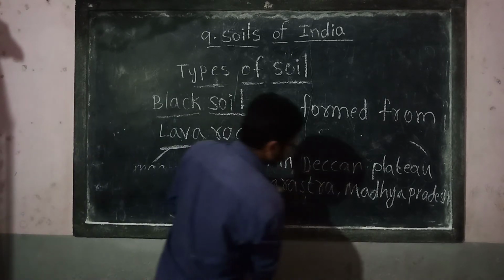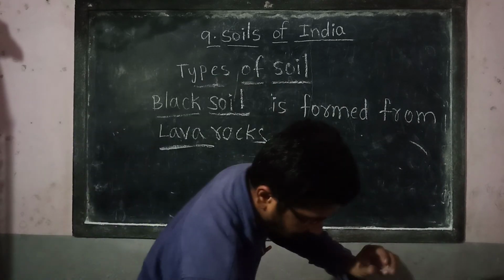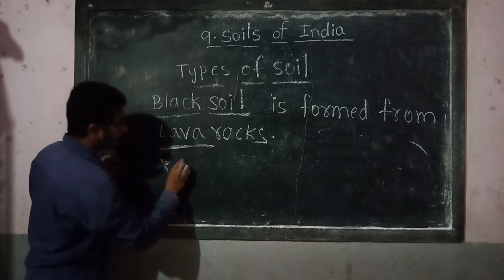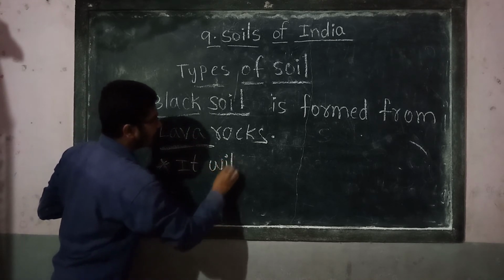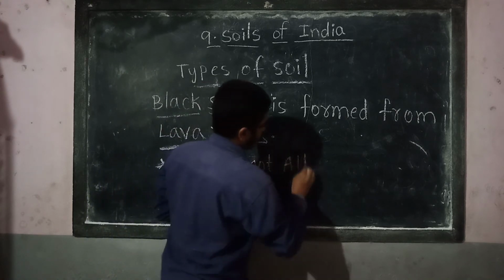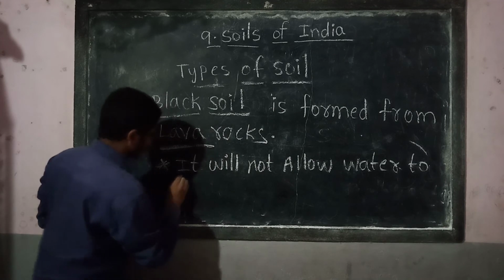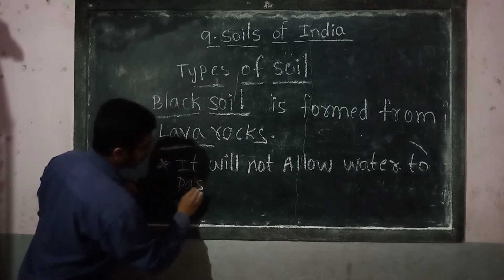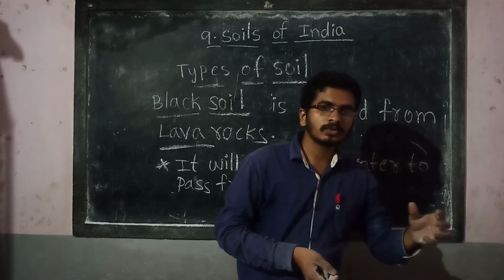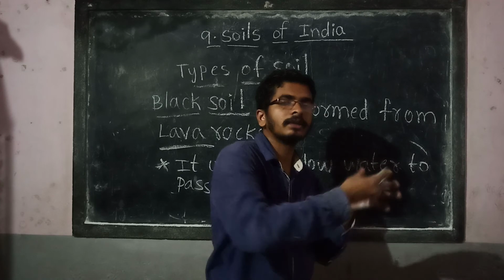So it is a clay type soil. It will not allow water to pass through it. Mostly it will not allow water to pass. In this black soil, the water will not pass; it will not enter into the soil and will not pass inside the soil.